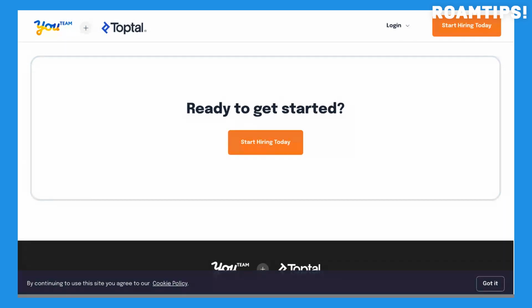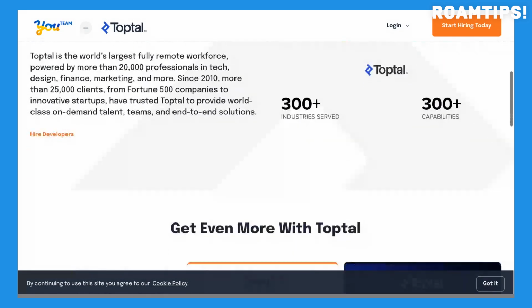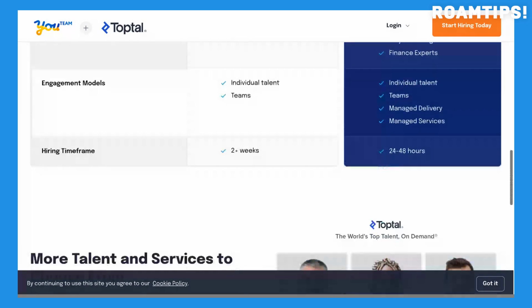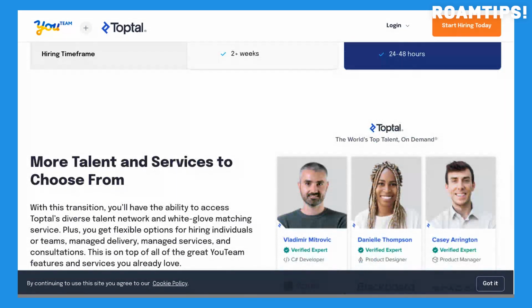One of the key benefits I've found is the platform's focus on pre-vetted talent. This significantly reduces the time and energy spent sifting through countless profiles, ensuring a higher caliber of candidates from the outset. YouTeam handles the initial screening, verifying skills and experience, so you can focus on finding the right fit for your specific needs.